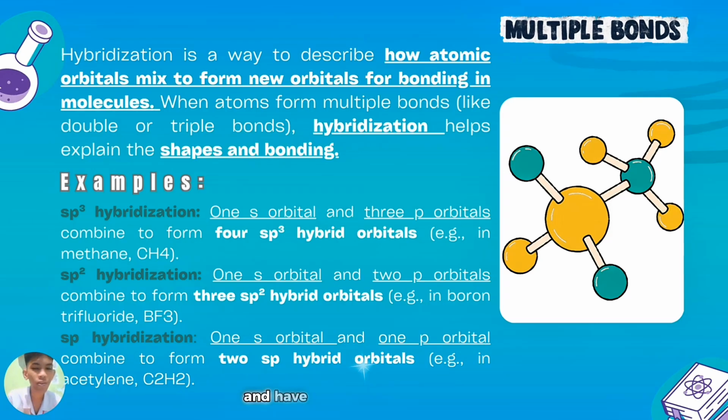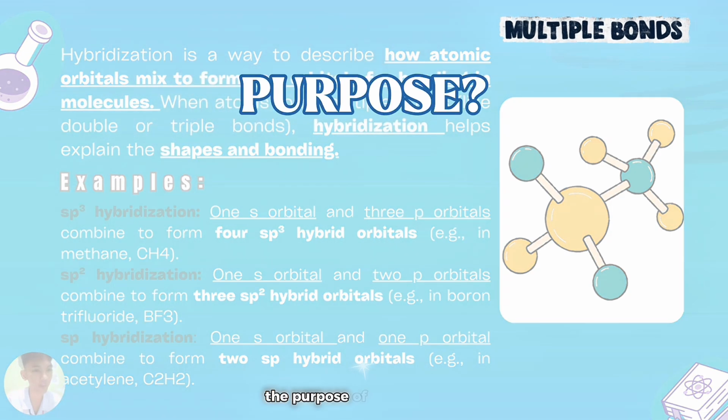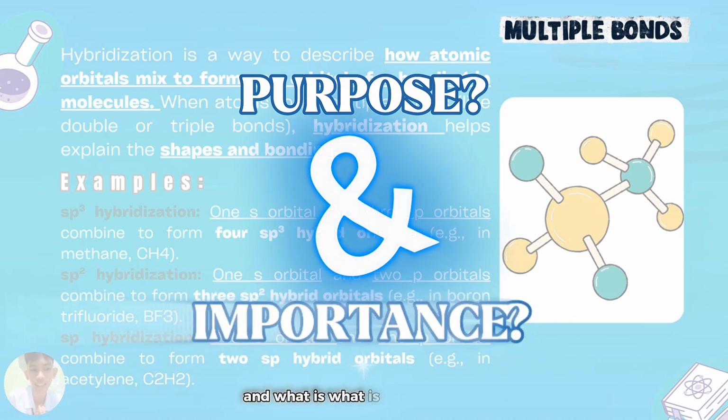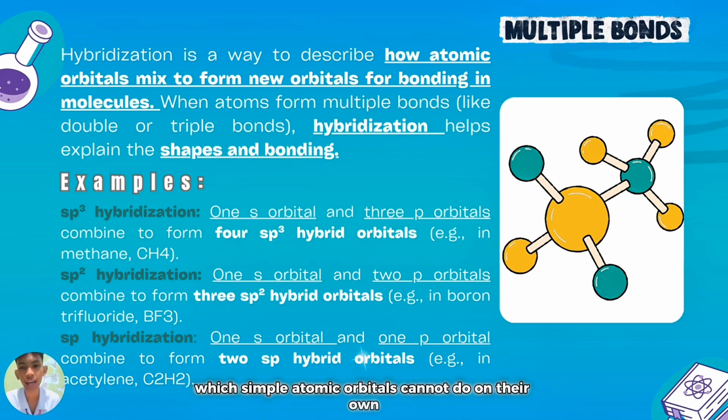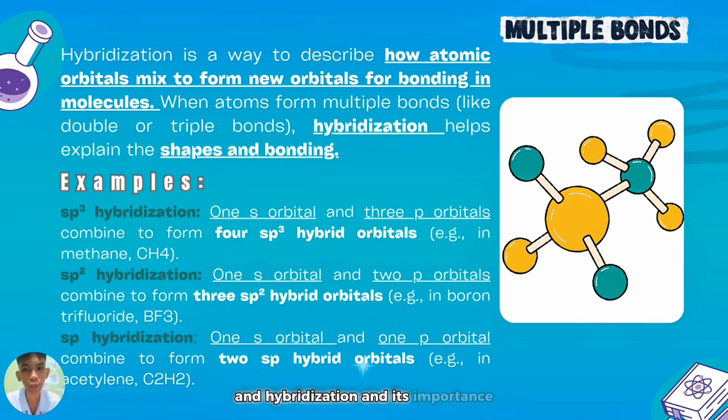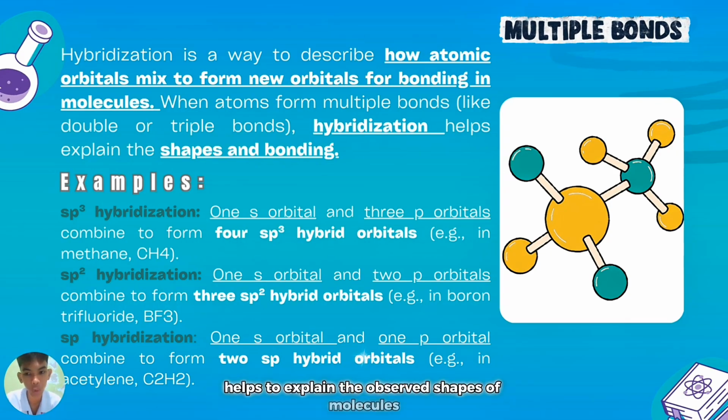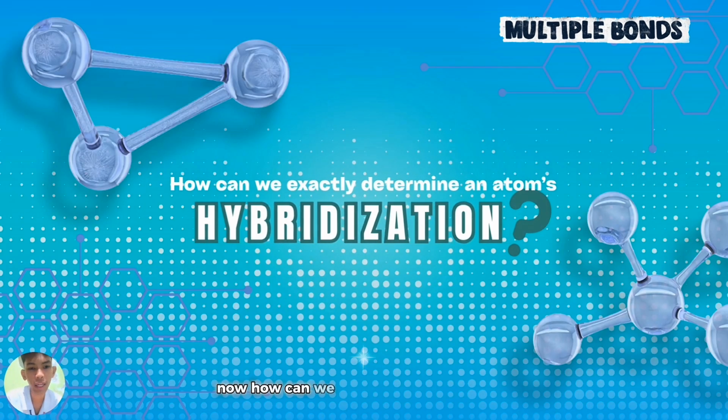And have you ever wondered what the purpose of hybridization is and what is its importance? The purpose of hybridization is to explain the true three-dimensional shapes of molecules, which simple atomic orbitals cannot do on their own. Its importance is that hybridization helps to explain the observed shapes of molecules by allowing for the formation of equivalent molecular orbitals. Now, how can we easily identify an atom's hybridization?